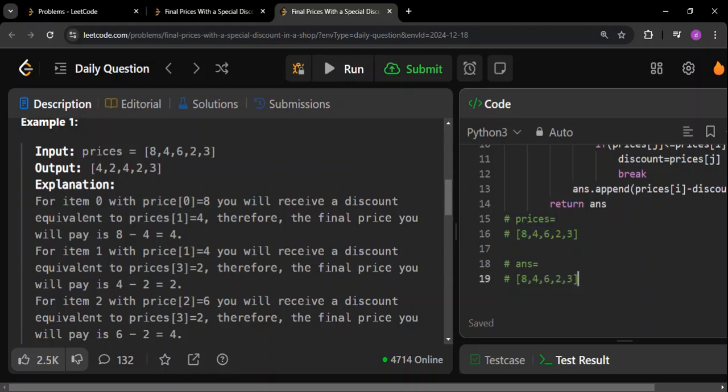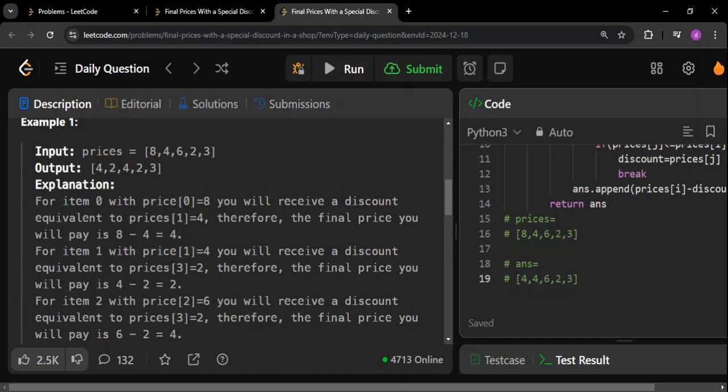Okay, see here, first of all, the number 8. If you see the number 8, basically we have to find a price which is after 8, that is to the right of 8 and less than 8. We have to find the first such price which is right of 8 and less than 8. Let us see. After 8, what are the numbers? The first number is 4. Is 4 less than 8? Yes, 4 is less than 8. That means this is going to be the discount for the first price. So you have to do 8 minus 4 and we are going to get 4. So I will change this to 4.